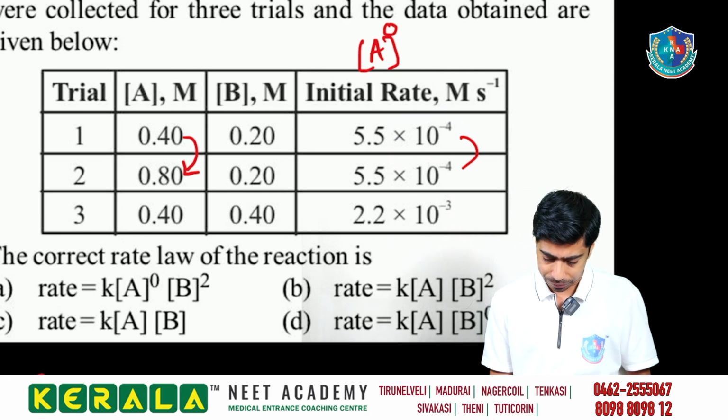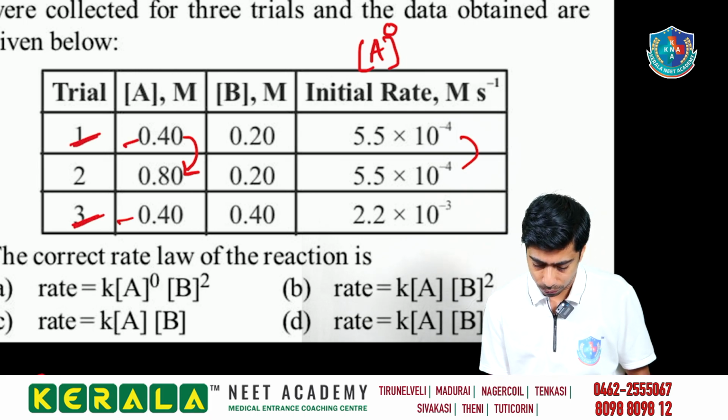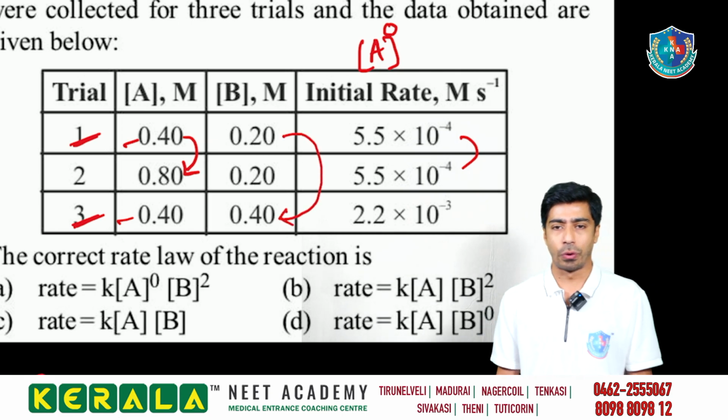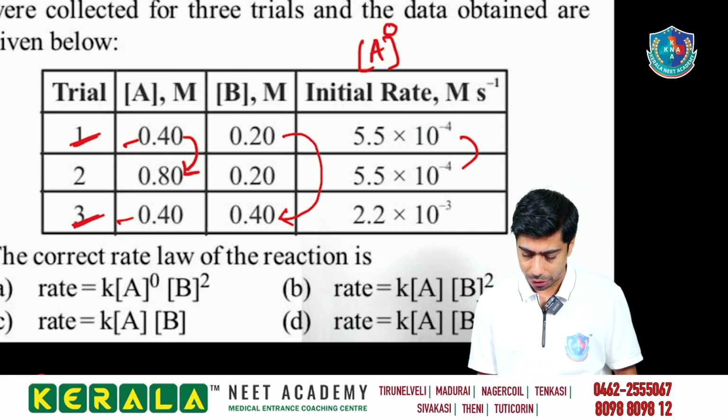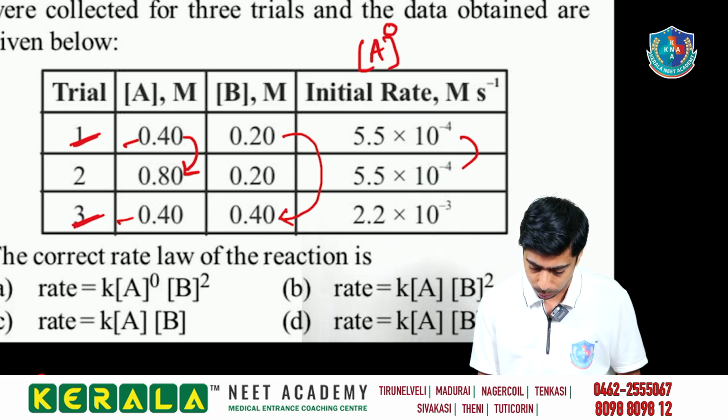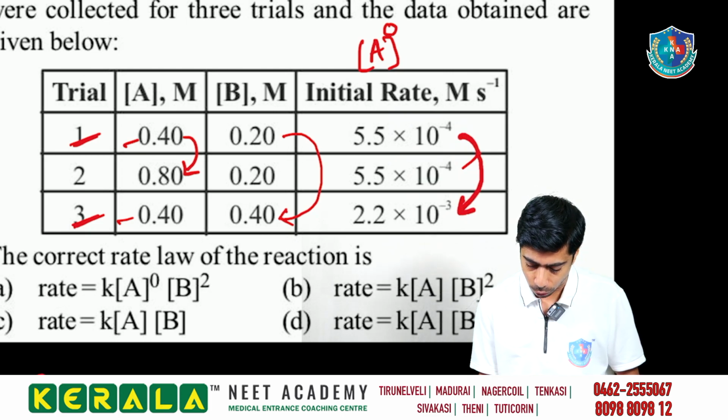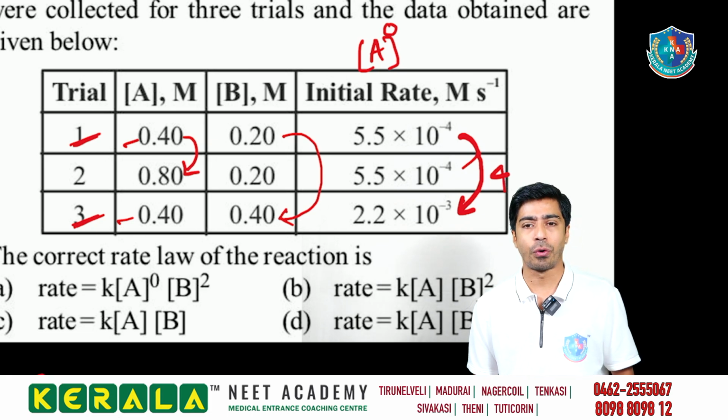Then, now we'll take 2 values where A is constant, because 0.4, 0.4. And now when the concentration of B is doubled from 0.2 to 0.4, see, 5.5 into 10 to the power minus 4 increased to 2.2 into 10 to the power minus 3. That means the increase is almost 4 times.